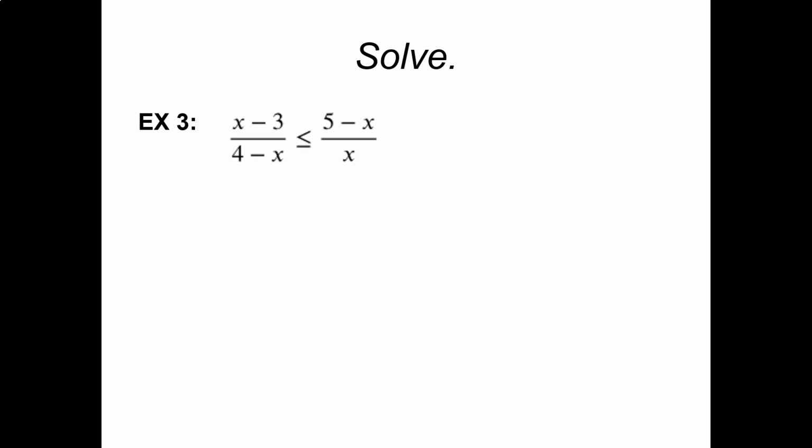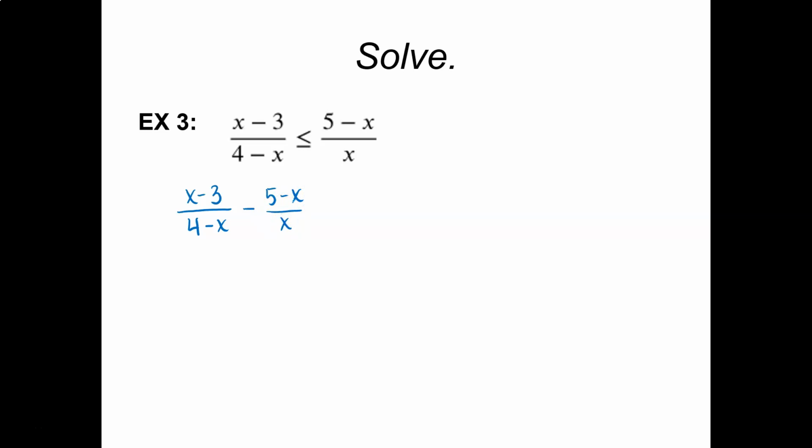All right, so we got x minus 3 over 4 minus x, less than or equal to 5 minus x over x. I want you to see this one, because things are going to be a little bit different when we have that 4 minus x instead of x minus 4 on this. So, we need to move everything to one side. So, we will have x minus 3 over 4 minus x minus 5 minus x over x.